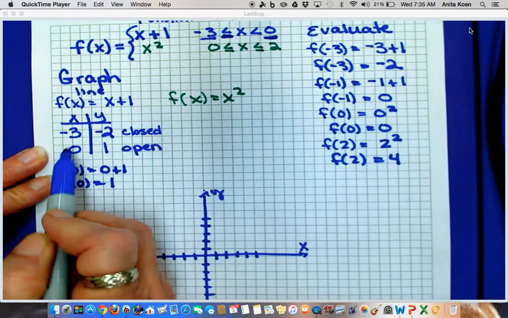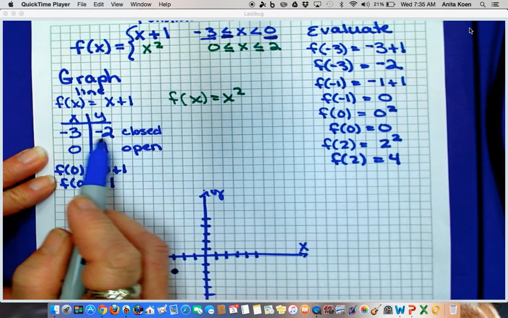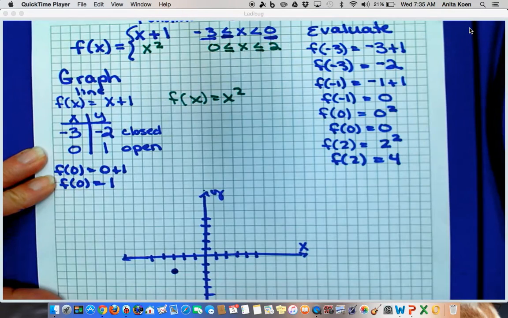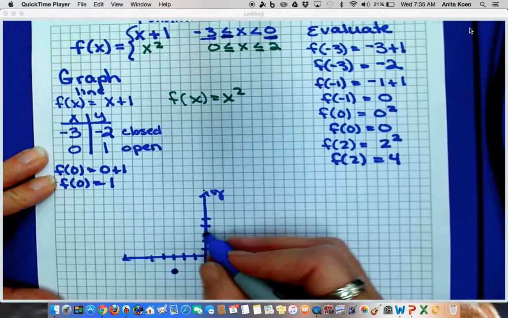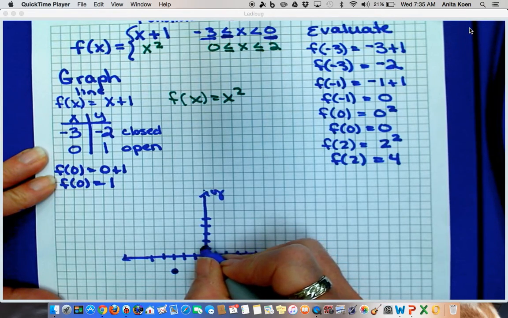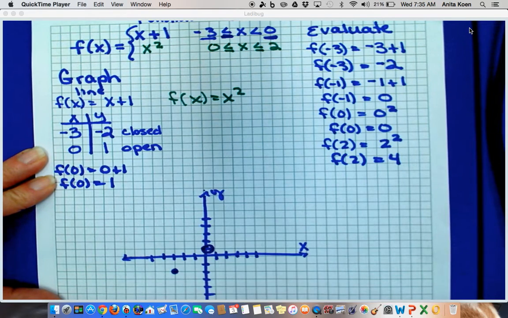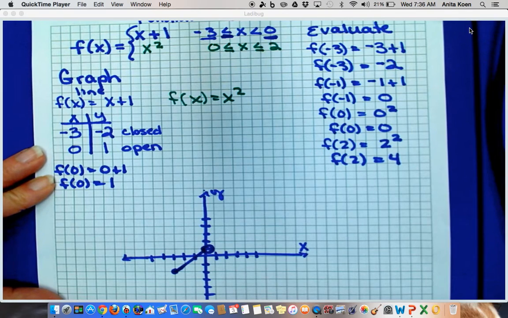So let's graph these 2 points. -3, -2. That's a closed point. I know that because this has the equal sign under it. And 0, 1 is an open point. Let me see if I can make that open. 0, 1 is an open point. So let me connect those now. And that's the first piece of my graph.